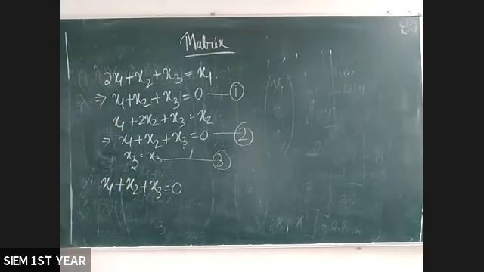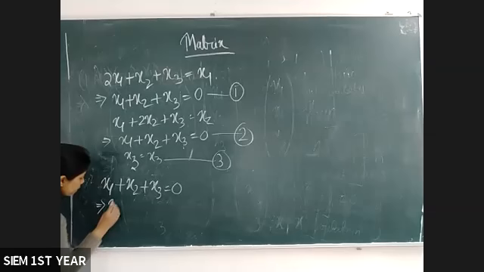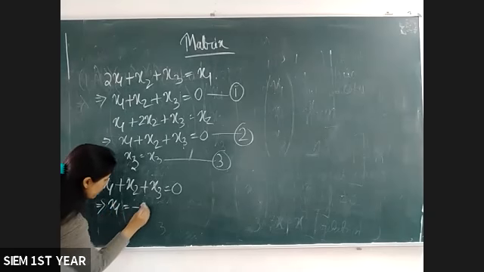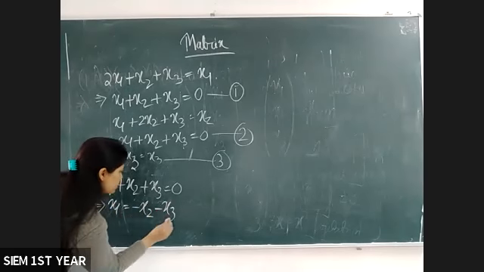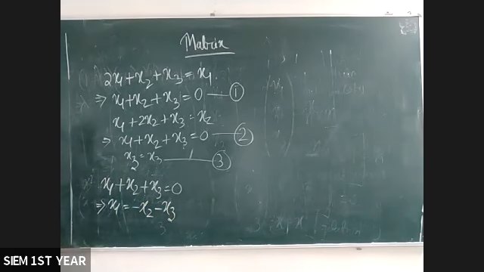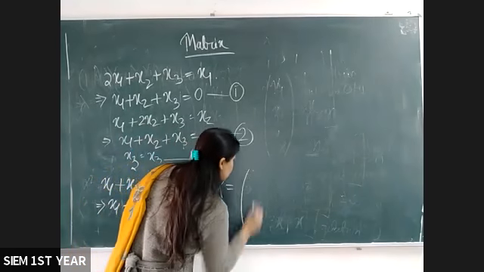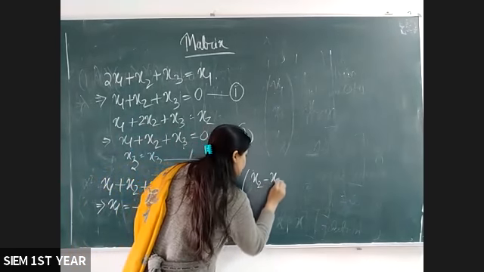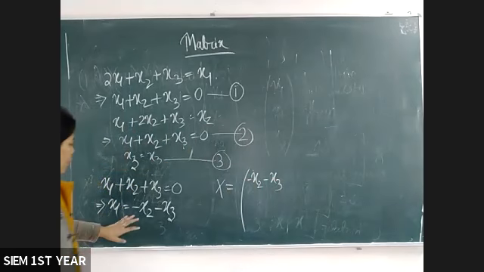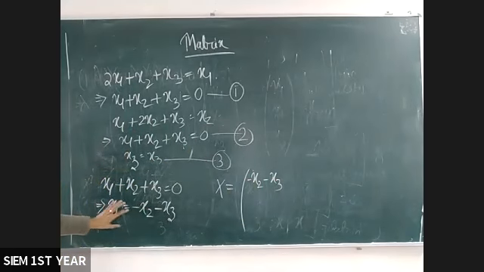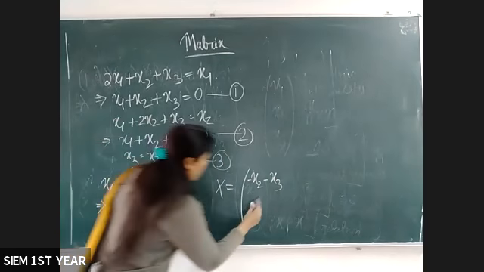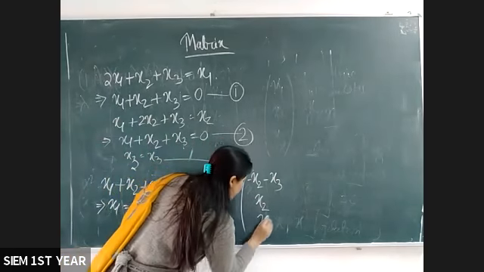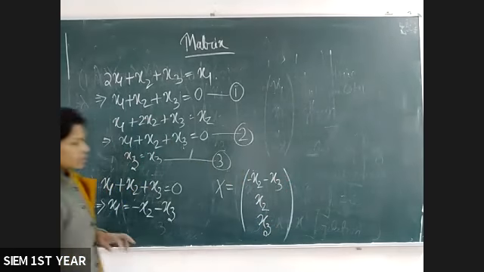But we need to compute the eigenvector. So we have to just consider one relation. So x1 is equal to minus x2 minus x3. So what is your x? X is minus x2 minus x3, x2, x3. We are putting the value of x1, that is minus x2 minus x3. What is x2? x2 means x2 and x3 means x3.